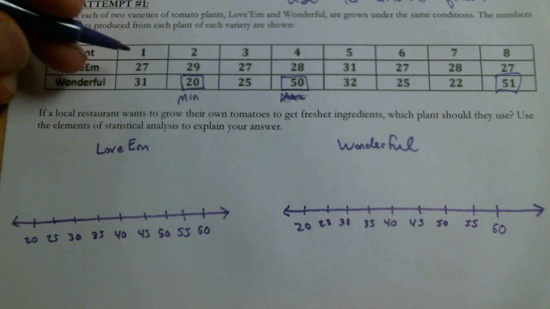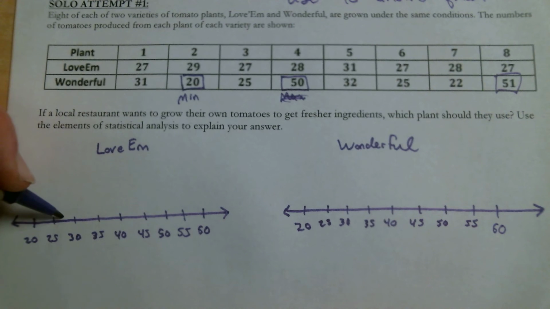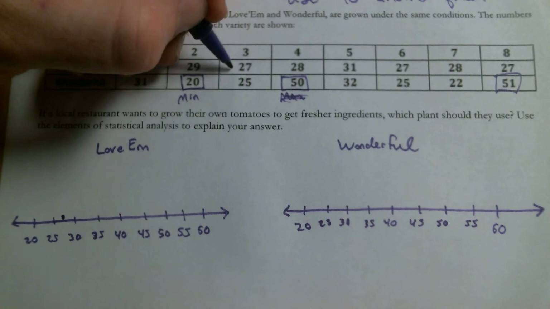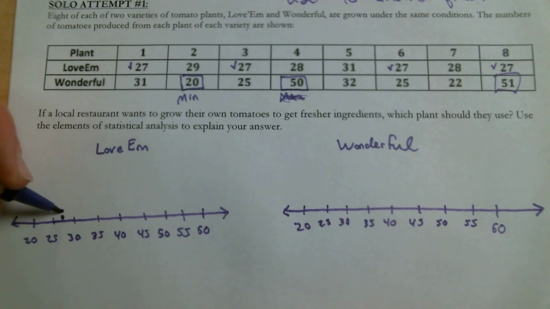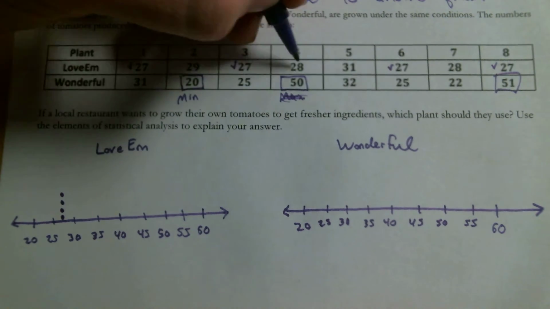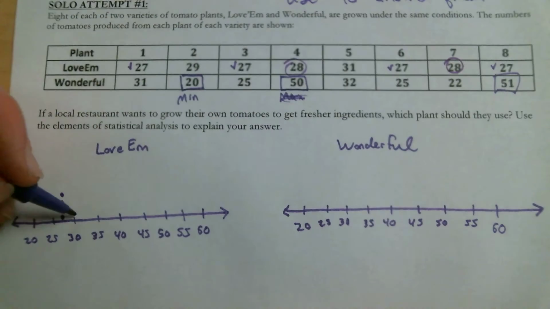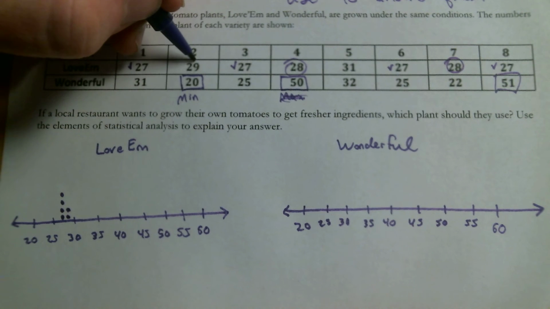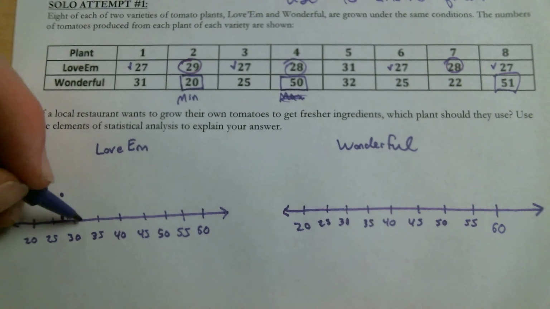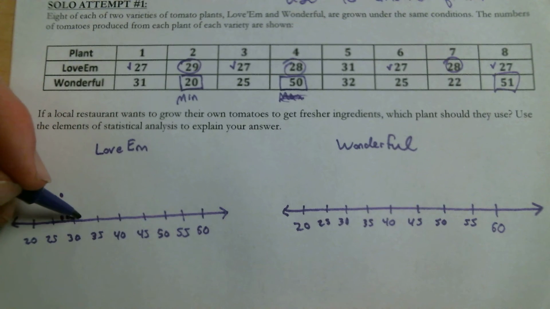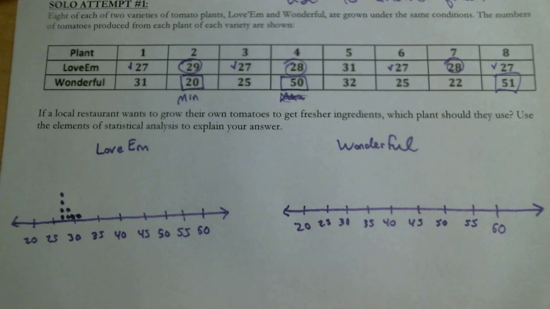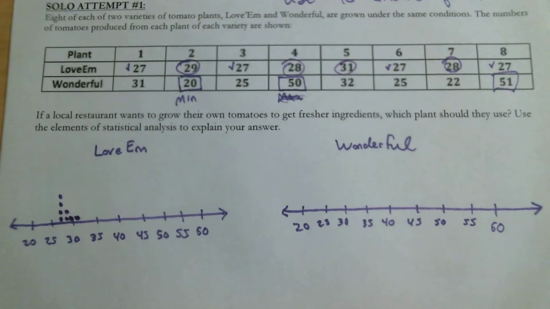So let's start with the 11. I have a 27 that's somewhere in here. I have another 27, another 27, another 27. So I should have 4 dots on 27. Then I also have 2 28s, so that's pretty close, and then 1 29 right next to it, and then a 31 next to that. So that's the shape of our Levum data, and that's a type of tomato plant.